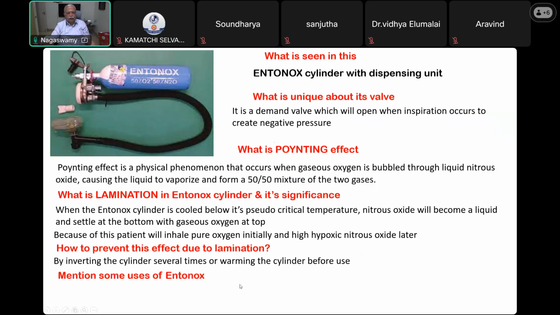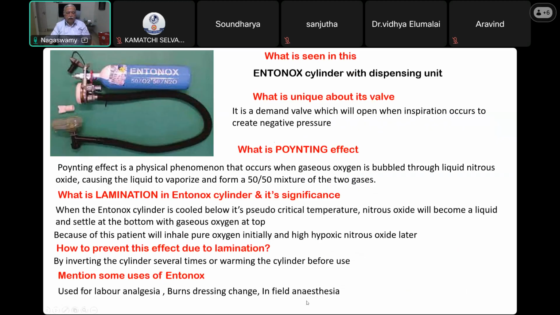So mention some uses of Entonox. All of you know that it is being used in Western countries for labor analgesia even today. But to my knowledge, it is not available in our hospitals here. Any other uses of Entonox apart from labor analgesia? Burns dressing, you can use it also.